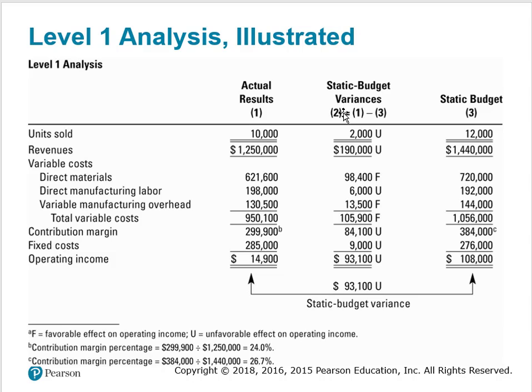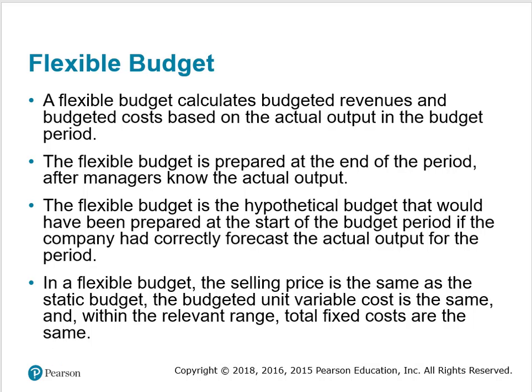Column 1 represents the actual results, column 3 has the static budget, and column 2 in the center is the level 1 variances. That's the difference between the static budget and the actual results. Now at variance levels 2 and 3, this answers the question: why were we off? With level 2 and 3, we can get quite specific about what went wrong in our operation that caused the shortfall in operating income.